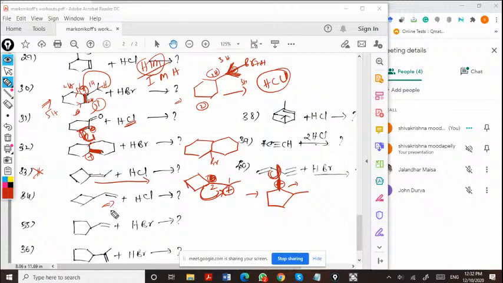Similar kind. This is even easier. So it's going to expand. So this is also going to give the carbocation here, and the final product will be the same.